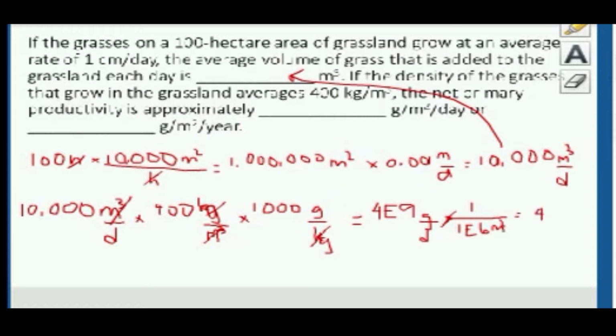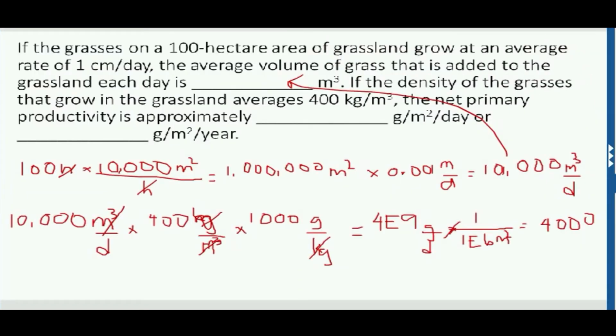So that's going to give me 4,000 grams per meter squared per day. Okay, now I'm going to write this in words because the next part's easy. So I'm going to do 4,000 grams per meter squared per day. I'm going to multiply that by 365 days in 1 year, and I'm going to get this number.